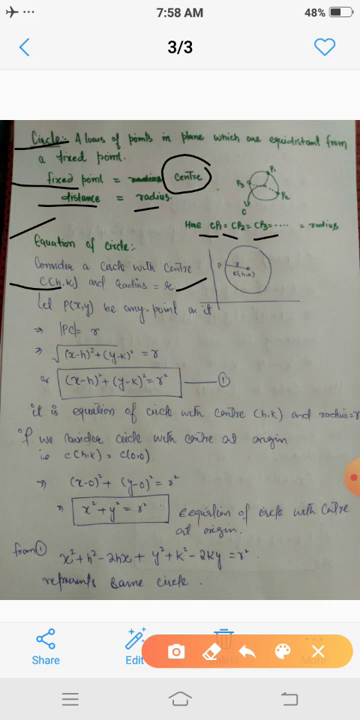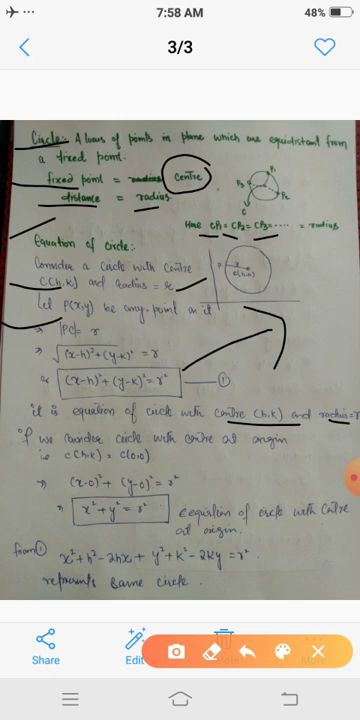So these points are of the form P(x, y), which implies that the distance between P and this center is r. Using the distance concept, because the coordinates of P are (x, y) and the coordinates of C are (h, k), using the distance formula we simply get the square root of (x minus h) whole square plus (y minus k) whole square equals r. Squaring both sides we get (x minus h) whole square plus (y minus k) whole square equals r square. So this is the required equation of the circle with center (h, k) and radius r.